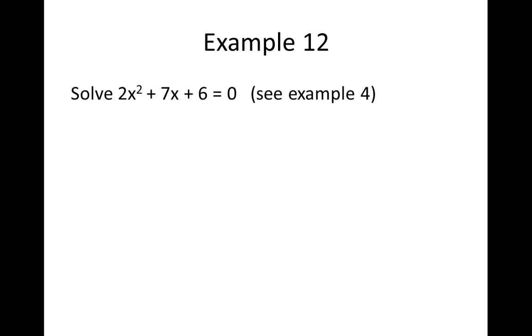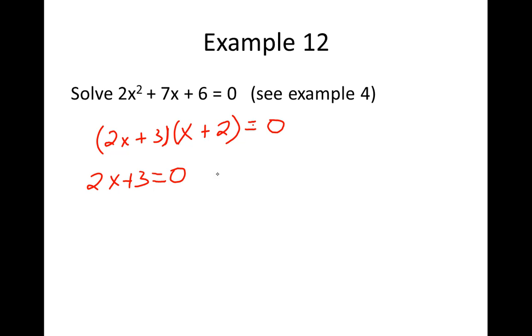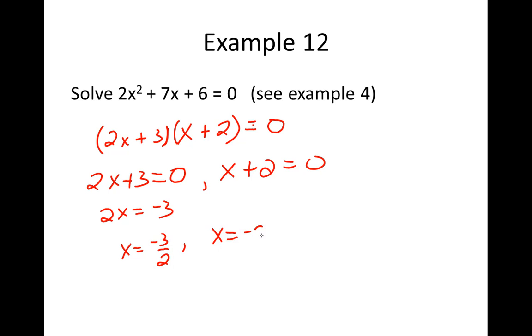Example 12. Again, same thing as example 4. So we got 2x plus 3 times x plus 2 equals 0. Set each factor equal to 0 and solve for x. 2x is negative 3. X is negative 3 halves. And this one is going to be x equals negative 2. Subtract 2 from both sides.